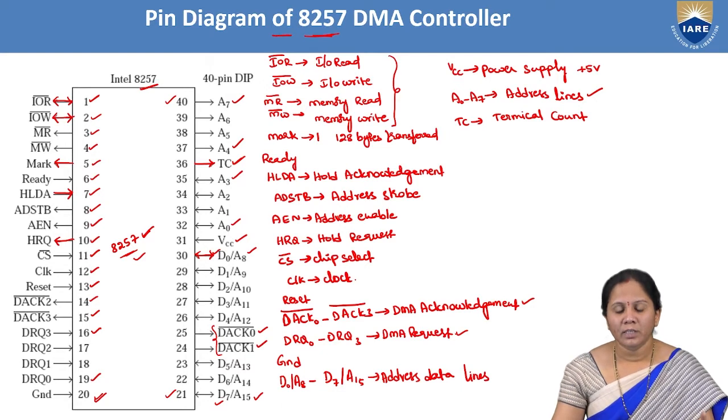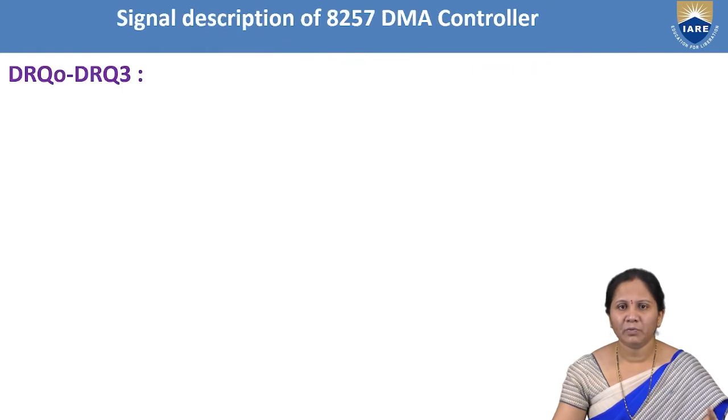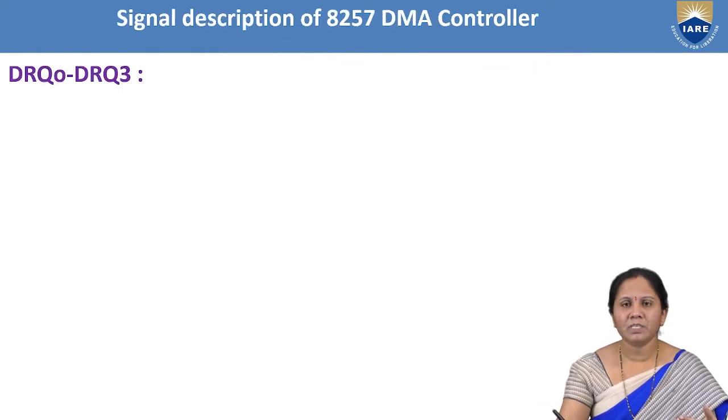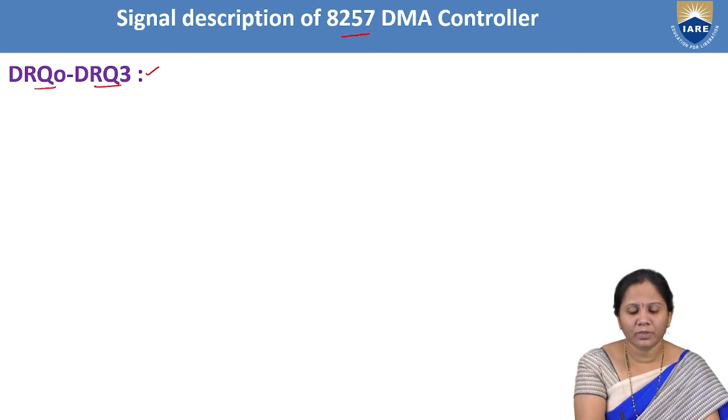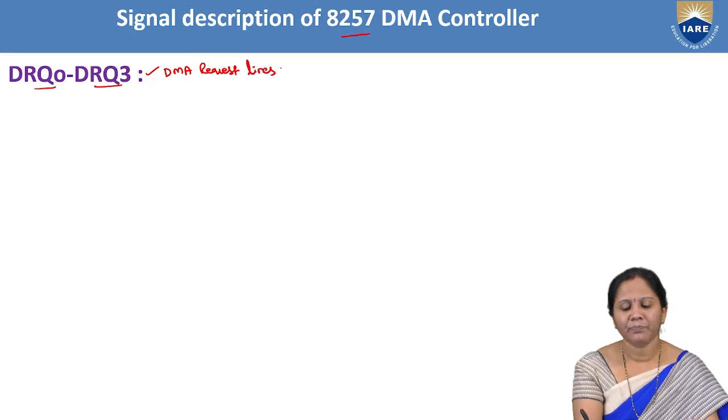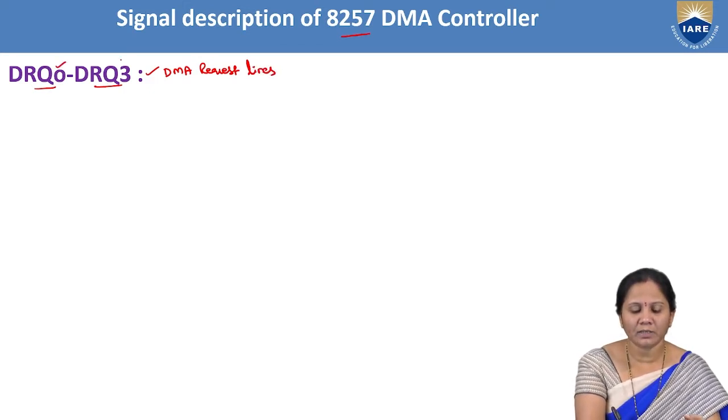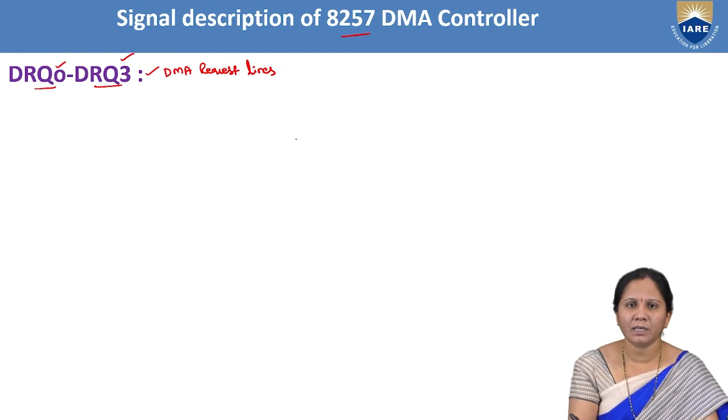Now, these 40 pins we will discuss in detail because each pin has a different function. This 8257 will be operating in master mode and slave mode. So for some pins, the function of the pin will change based on master mode and slave mode. And here, the first signals are DRQ0 to DRQ3. These represent DMA request signals. Okay. So here 4 DMA request signals are there because 4 DMA channels are available.